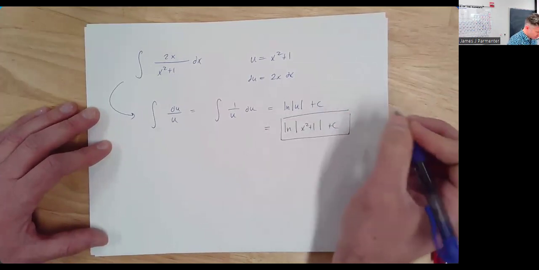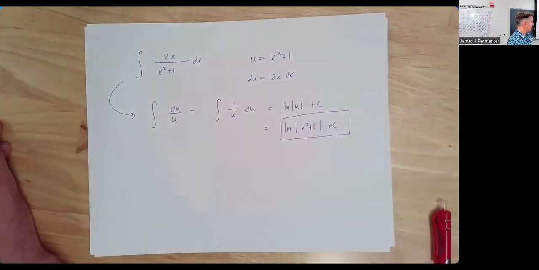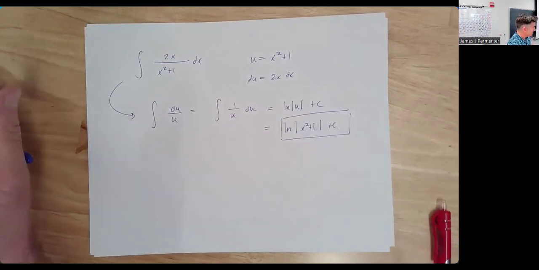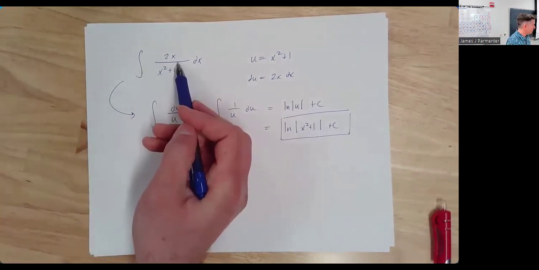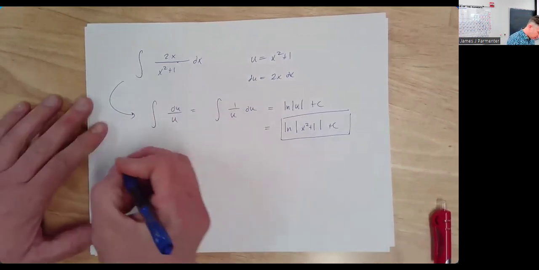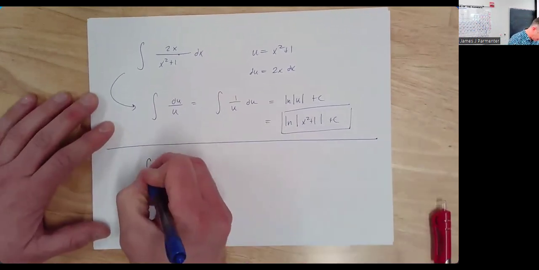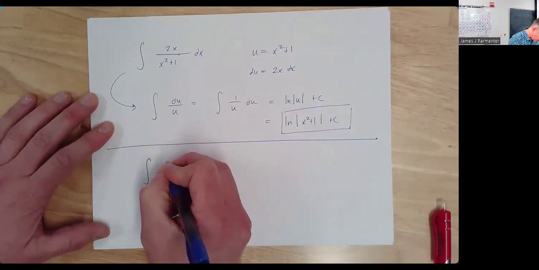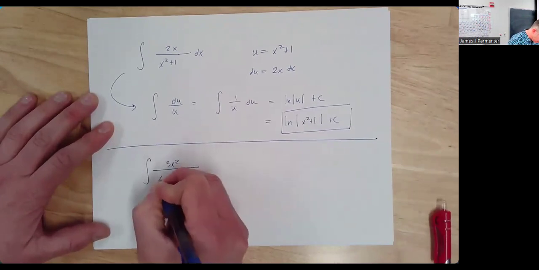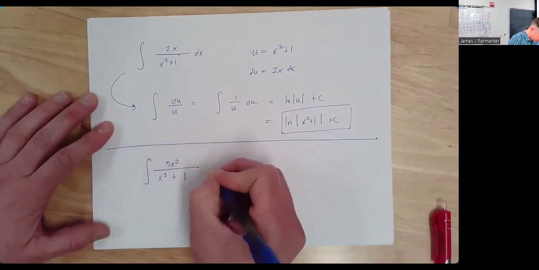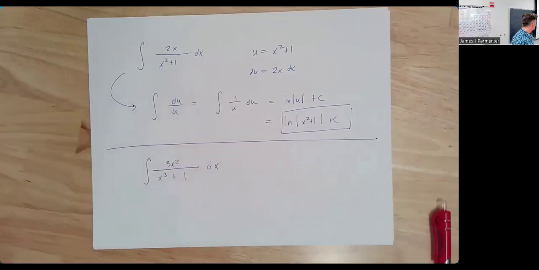That's because the derivative of the natural log of x squared plus 1 is 1 over x squared plus 1 times 2x. Oh, that's what we have right there. So let me ask you all, I don't want you to do a u-sub here. I want you to make a really educated guess about what this integral should be: the integral of 3x squared over x cubed plus 1. Make a smart guess.